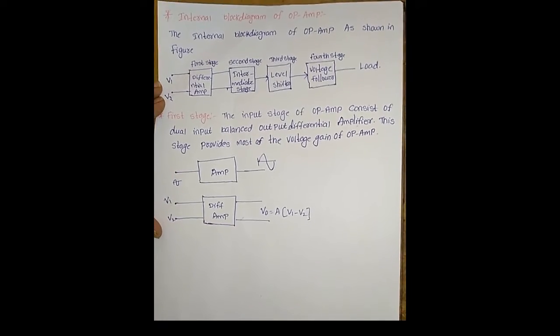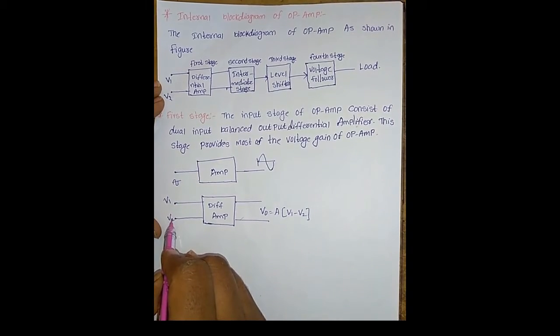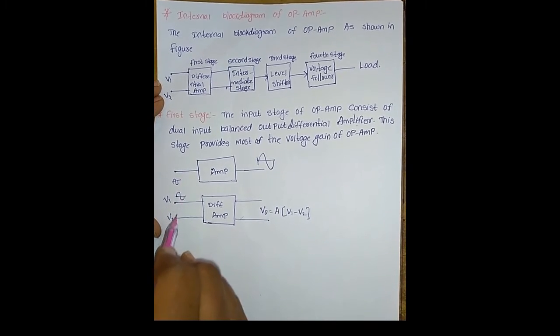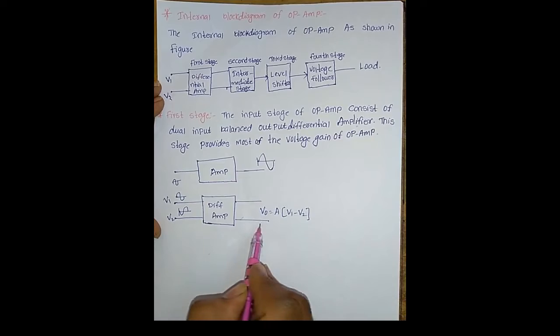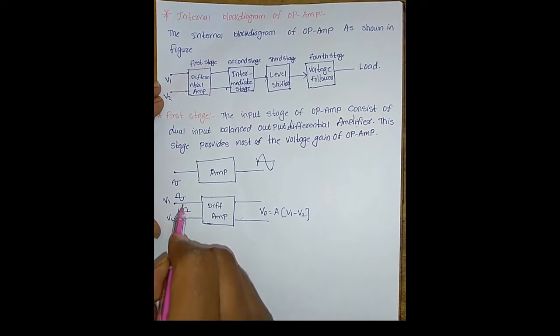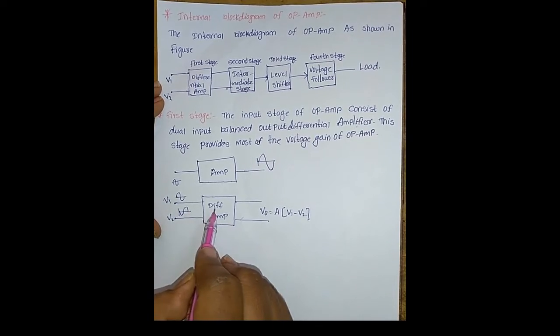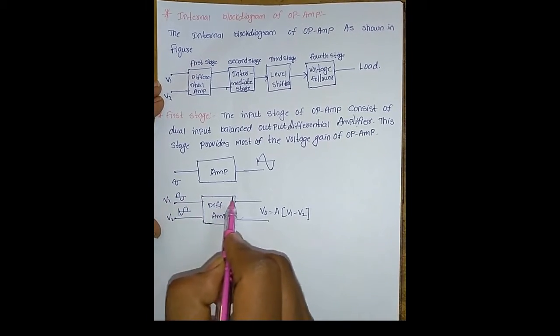Here we are giving different signals at both inputs. For example, we consider this signal, and the inverted version of this signal we give to the second input. If we give the same signal to both, then the output equals 0, so the amplifier does not amplify the input. One important point to remember is that the differential amplifier accepts the difference of the two input signals, and that signal is amplified and provided as the output.